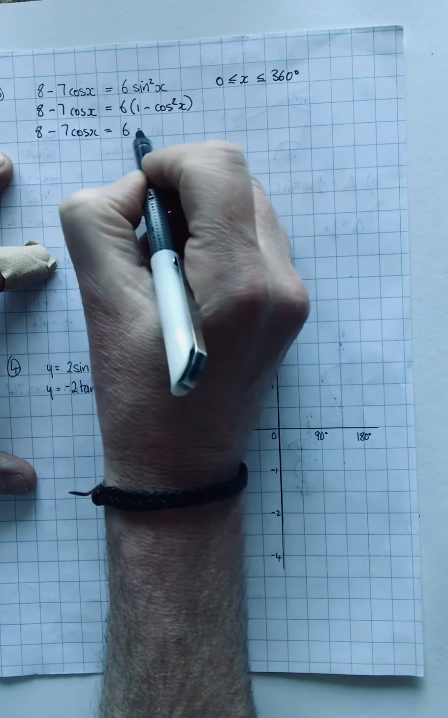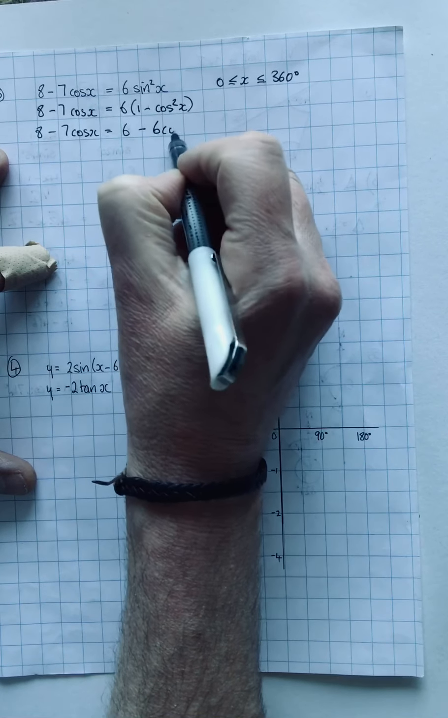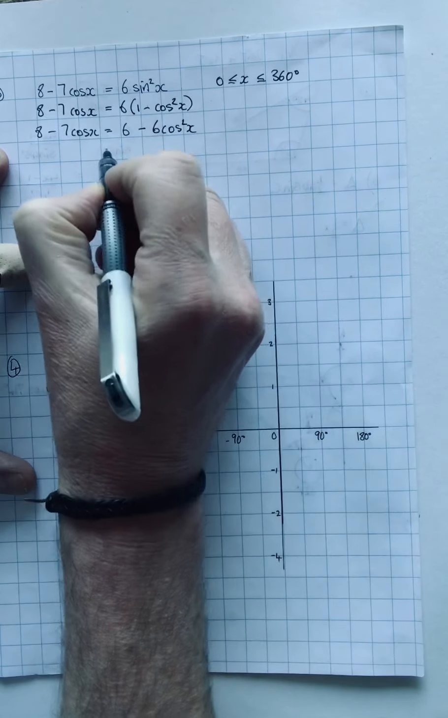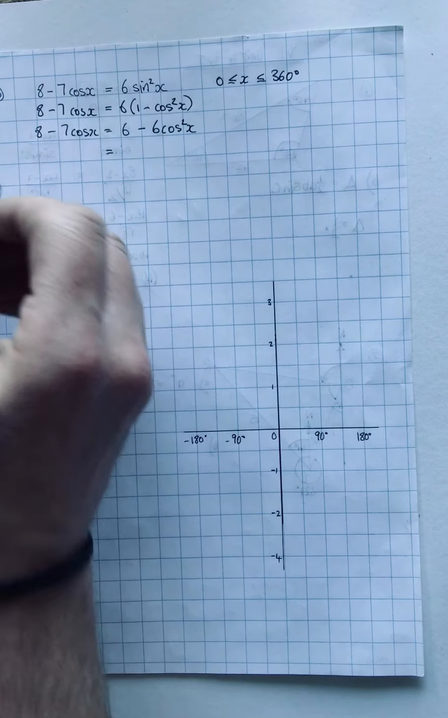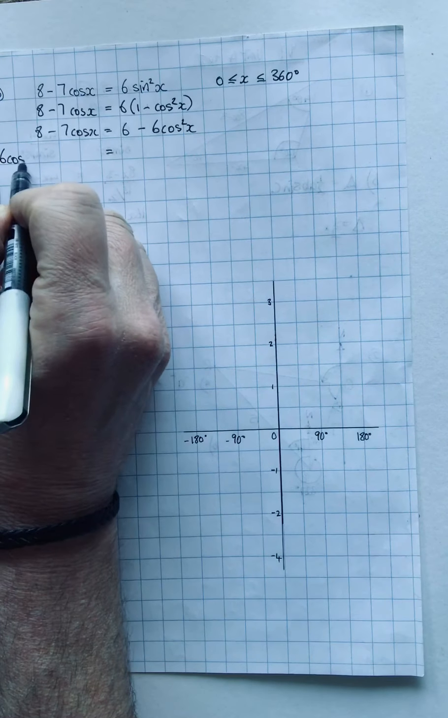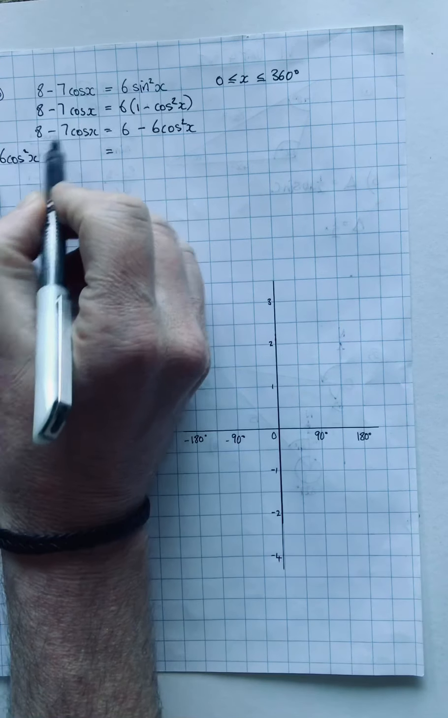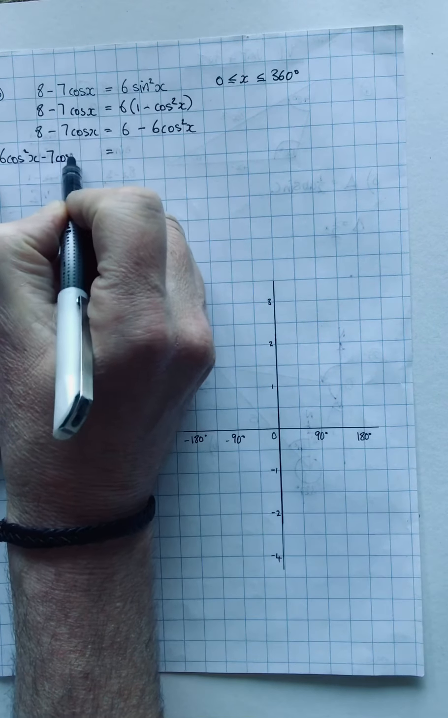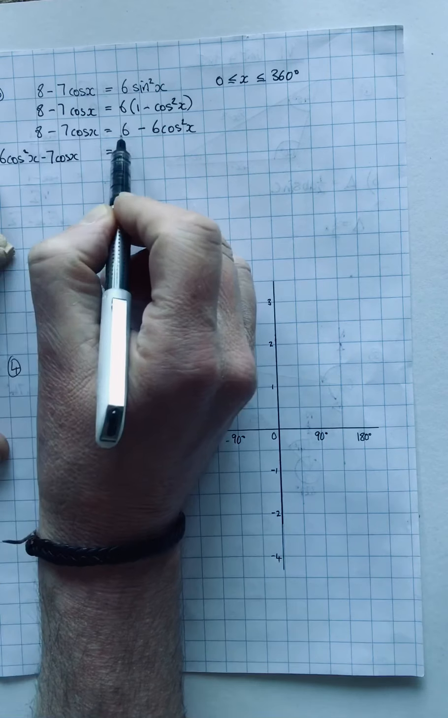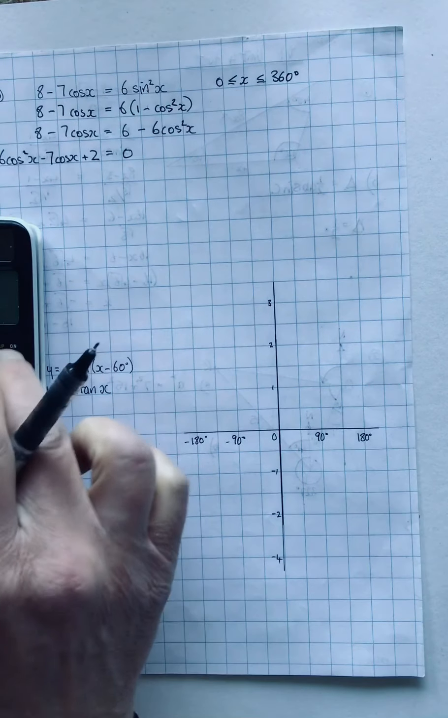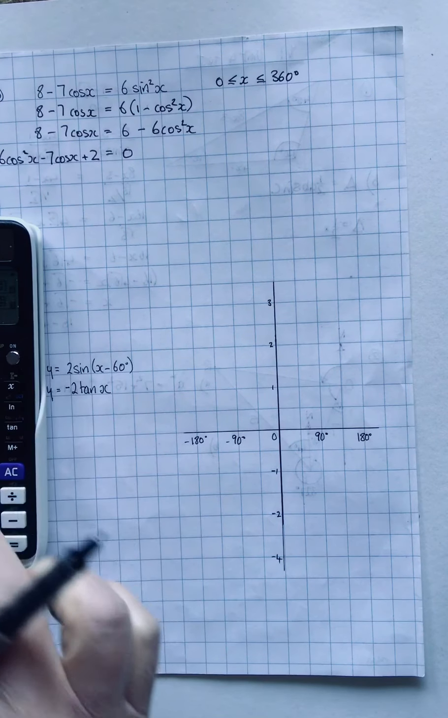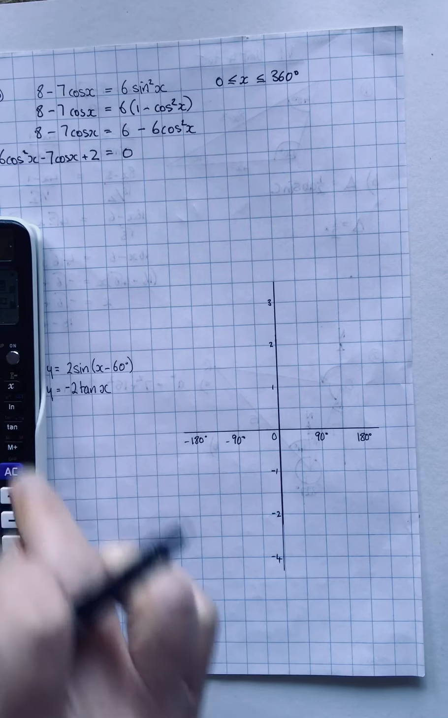6 times 1, 6 times cos squared x. Move everything onto the left hand side so we have a positive value here. So I've got 6 cos squared x minus 7 cos x, and I've got 8, take away 6 is 2, and that's equal to 0. Right, I'm going to use my calculator to solve that quadratic for me.